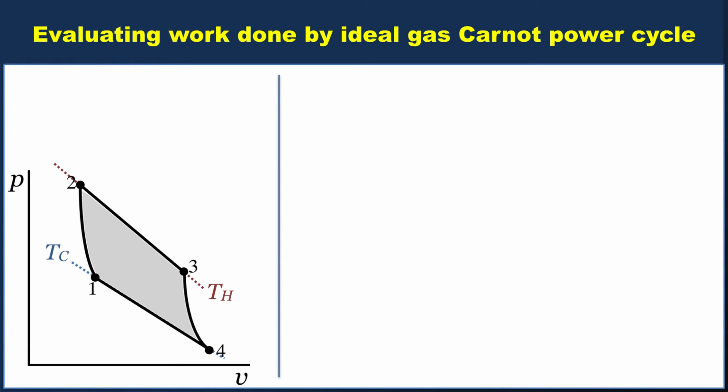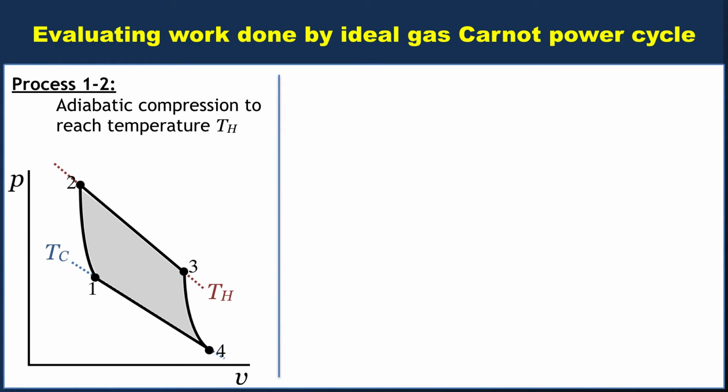Okay, so process 1 to 2, using the same numbering that I used in lecture in the previous video, is adiabatic compression to reach temperature T sub H. So it's that path right there. Let's say that I want to compute the work done, again with an ideal gas Carnot power cycle, for this process. Well, I would start with conservation of energy, and we know that for process 1 to 2, I'm assuming that we're dealing with a piston or something so that it's a closed system.